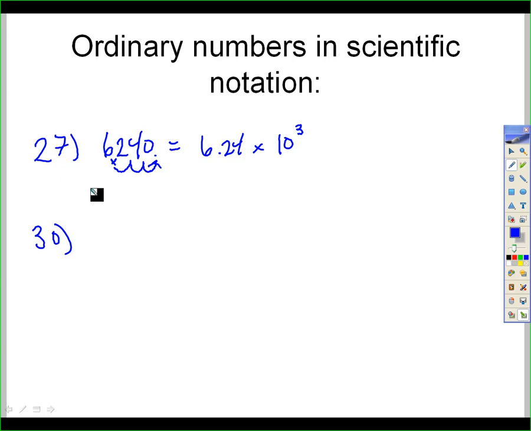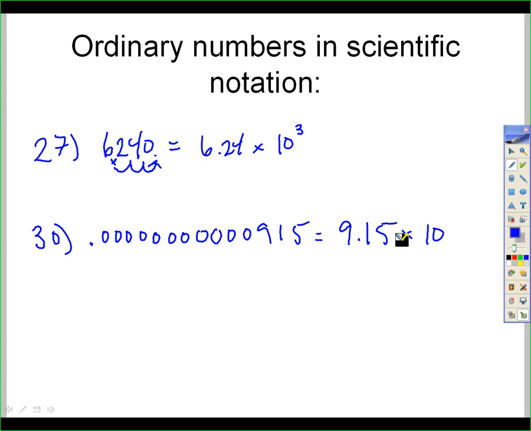Is that 11 zeros? 2, 3, 4, 5, 6, 7, 8, 9, 10, 11, 9, 1, 5. All right. So what would my coefficient be? 9.15. Now this time, to make 9.15, to make my coefficient back into the original number, do I have to multiply by 10 or divide by 10? Divide. 9.15 is way bigger than the original number. So I'm going to divide by 10.